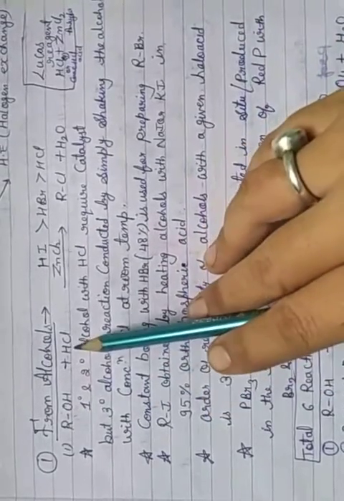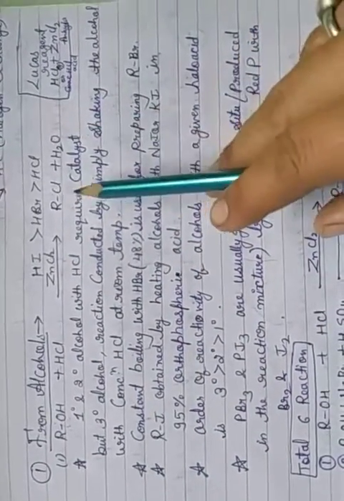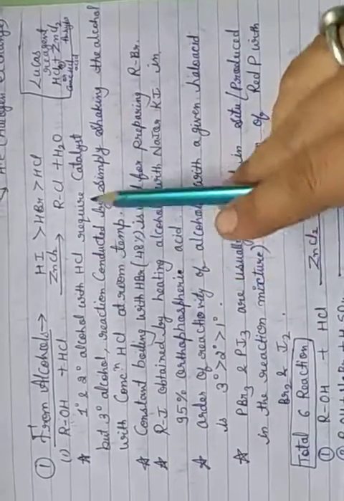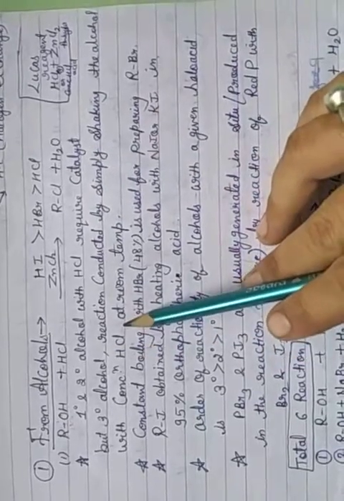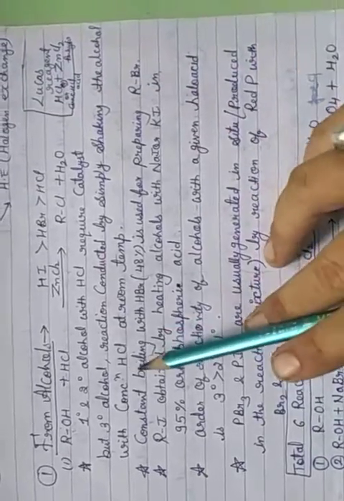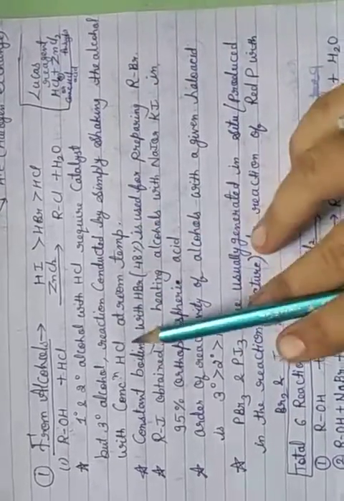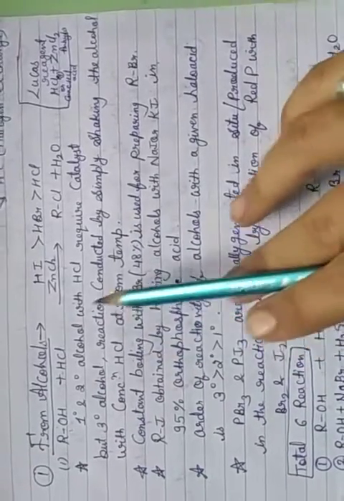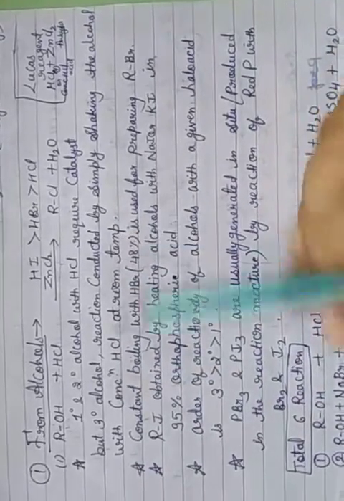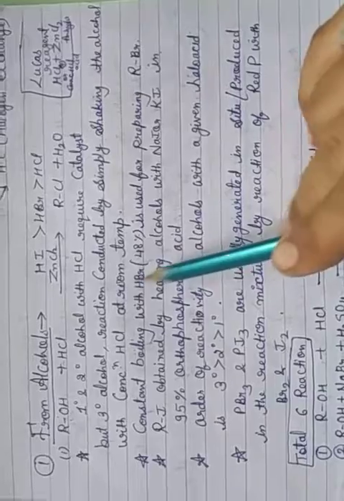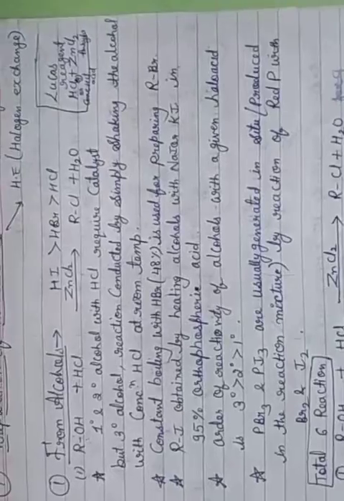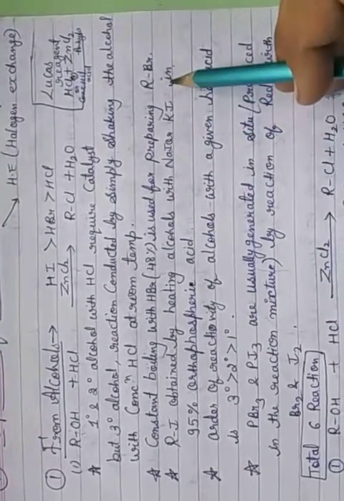Alcohol reacts with HCl to form RCl plus H2O. In this method, 1 degree and 2 degree alcohols with HCl require the Lucas catalyst. But the 3 degree alcohol reaction is conducted by simply shaking the alcohol with concentrated HCl at room temperature. Then with HBr, constant boiling 48% HBr is used for preparing RBr.